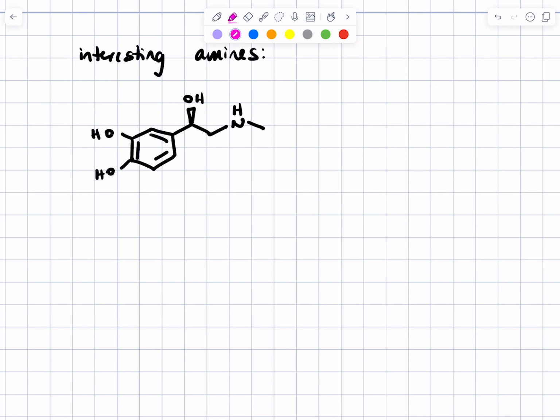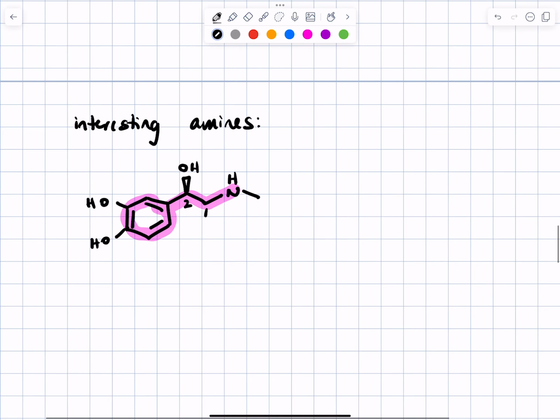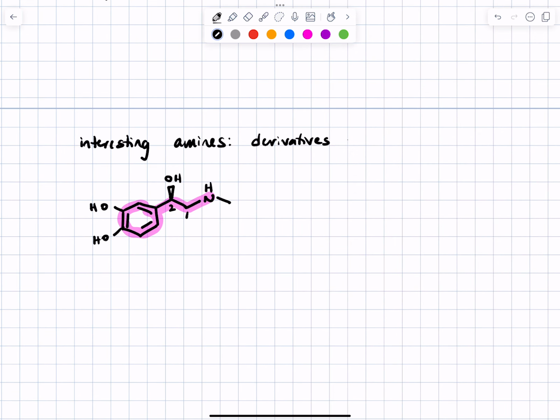Adrenaline has this core structure. It's called 2-phenylethylamine. Here's the ethylamine portion, and here's carbon 1, and here's carbon 2. And so you can see that the phenyl group is on carbon 2 relative to the nitrogen. So all of these molecules are derivatives of 2-phenylethylamine.